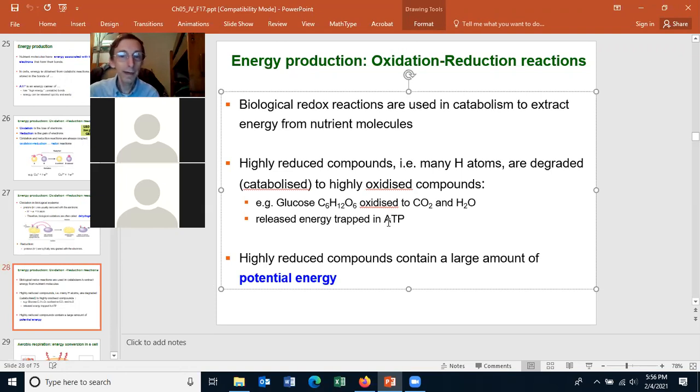Highly reduced compounds, like glucose, contain a large amount of potential energy that is stored in the chemical bonds of the molecule. Okay? Any question about that? And we can use that potential energy by burning glucose. No questions, I'm moving further.